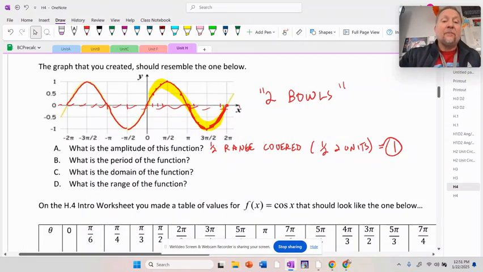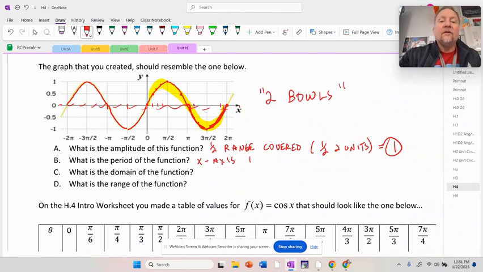All right. What's the period? The period by definition is the x-axis where one cycle is covered.